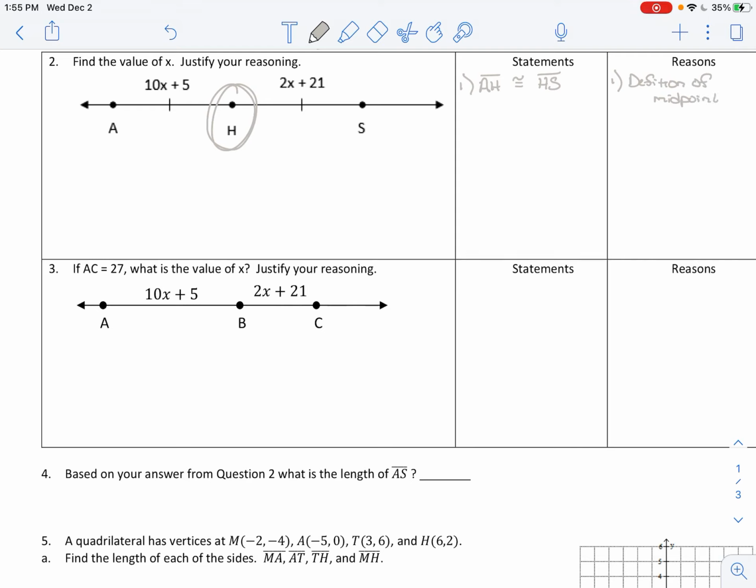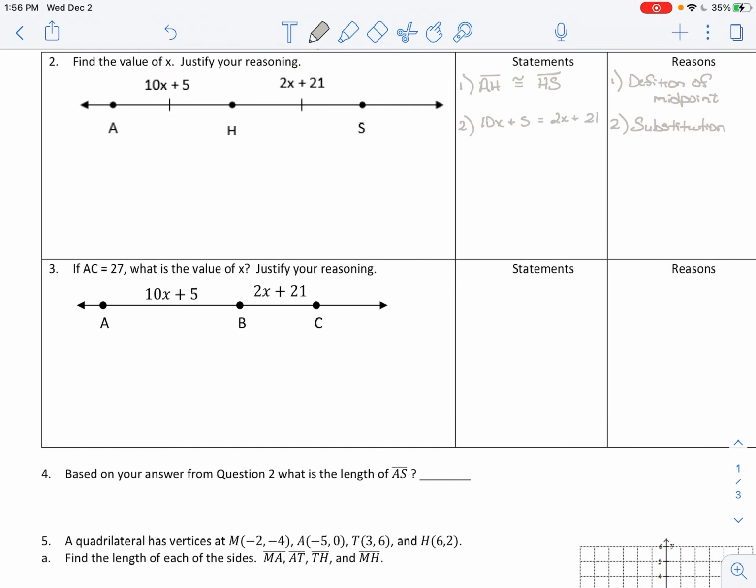So that just means I know it's the dot in the middle. I know those two parts are equal. And then, as we almost always do, we will take our second step to use the substitution property. It just means that rather than a bunch of letters, we're going to say AH is actually 10x plus 5. So I'm going to plug that in. It's our fancy word for plug in. HS is 2x plus 21.